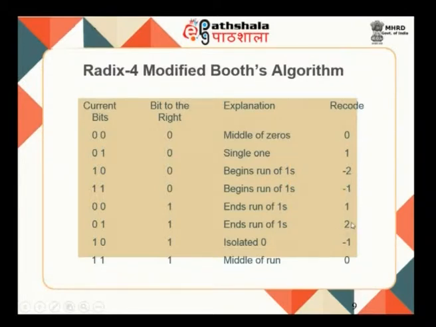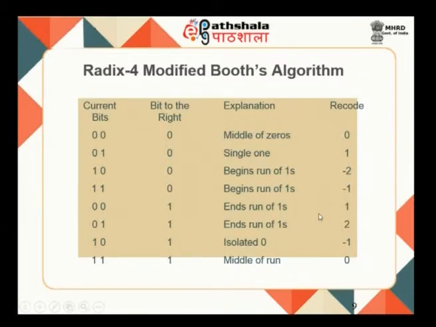Similarly, when it is a multiplication by 2, you just have to take the product as such, it is 2 into 1. So, take the multiplicand as such and shift it left by 1 bit position, that will give you the partial product, appropriately shifted. So, this is the advantage of the modified Booth's algorithm.